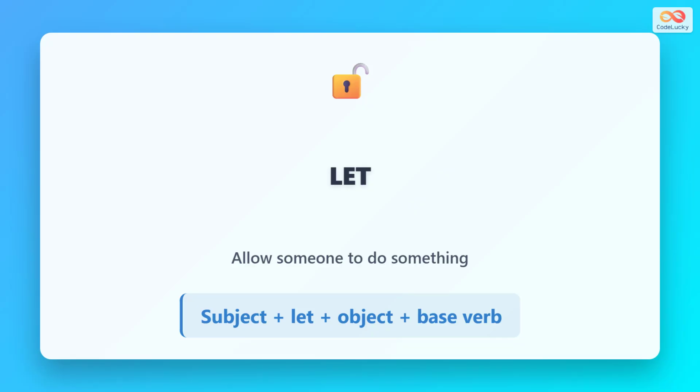The structure for let is simple. Subject plus let plus object plus base form of the verb with no to. For example, Mom let me watch TV. Mom is subject, let is causative verb, me is object, watch is base verb.